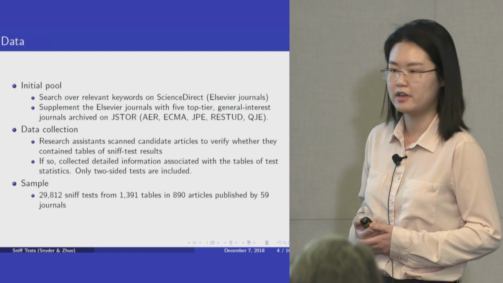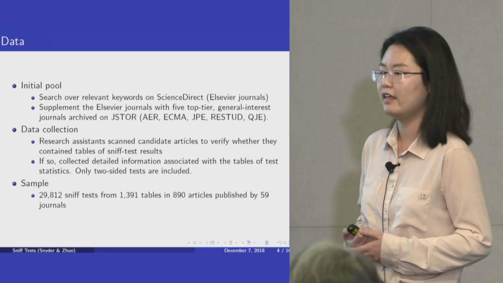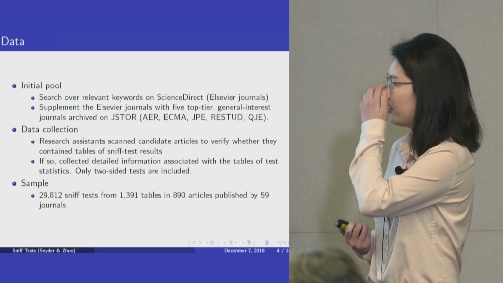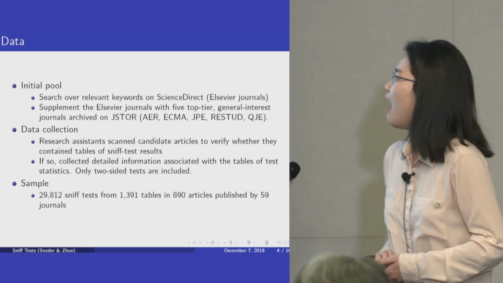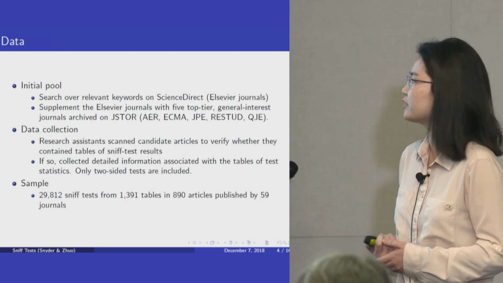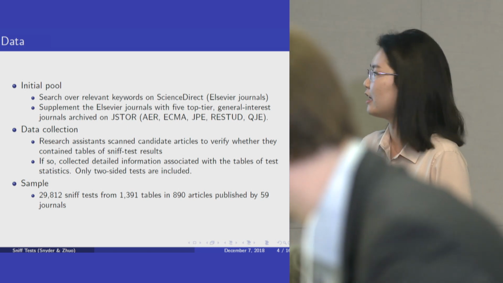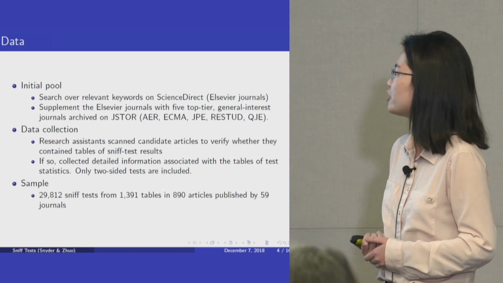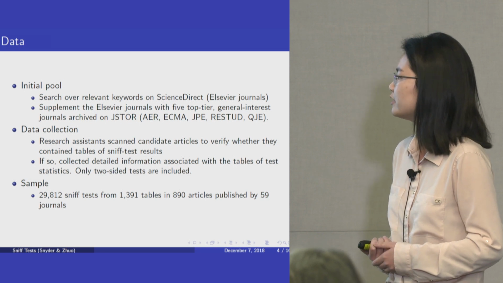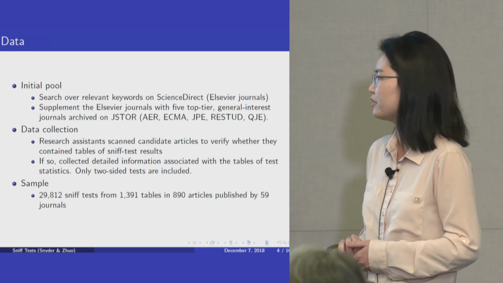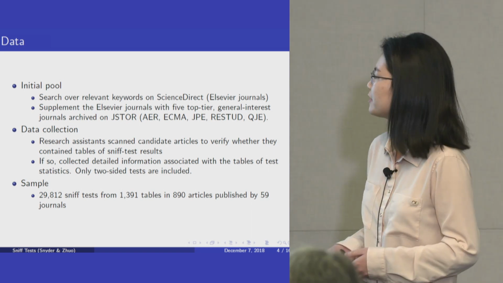Our data consists of an initial pool that we search over relevant keywords on ScienceDirect, and then we supplement Elsevier journals that we found on ScienceDirect with top 5 general interest journals in economics. We then asked research assistants to scan candidate articles to verify whether they contain tables of Sniff tests, and if so, collect detailed information associated with the table of test statistics. Only such tests are included, and our final sample includes almost 30,000 Sniff tests from almost 60 journals.